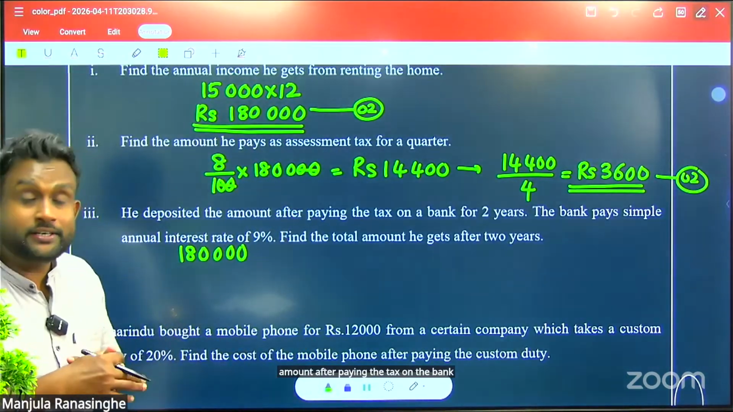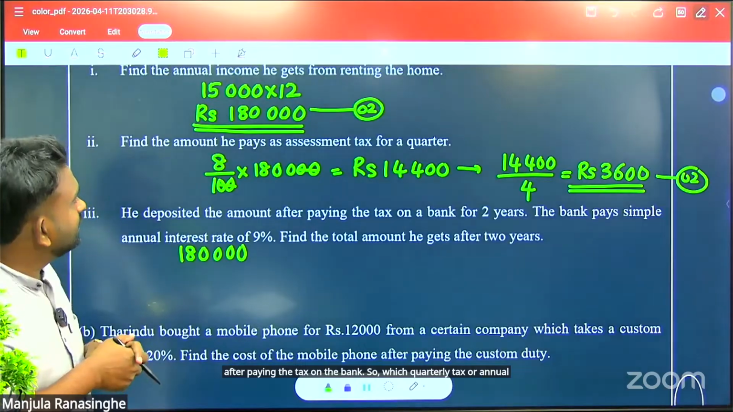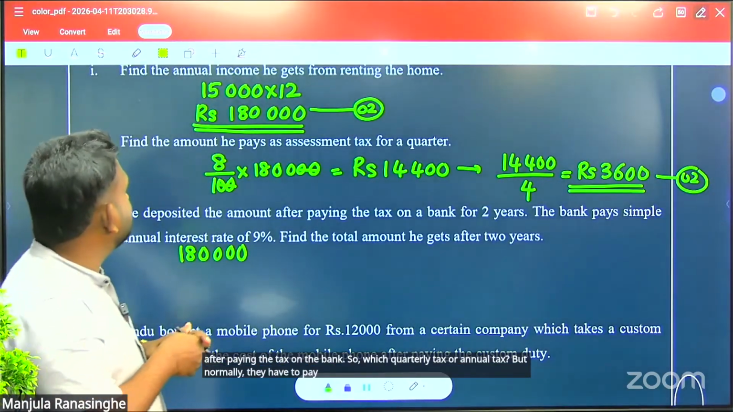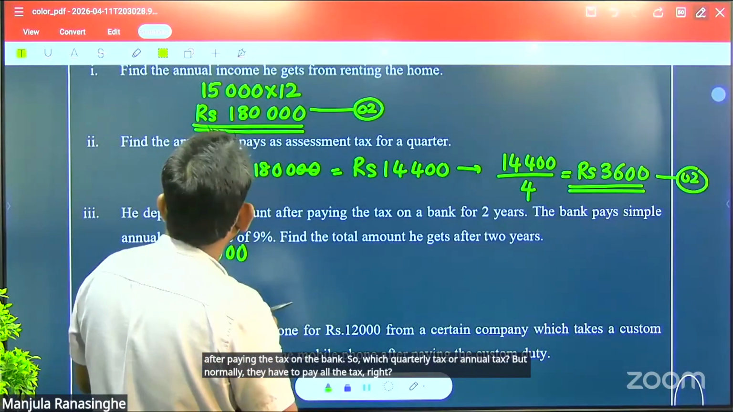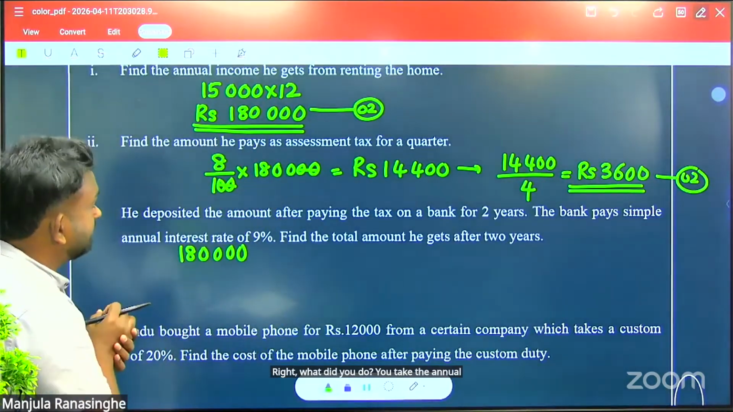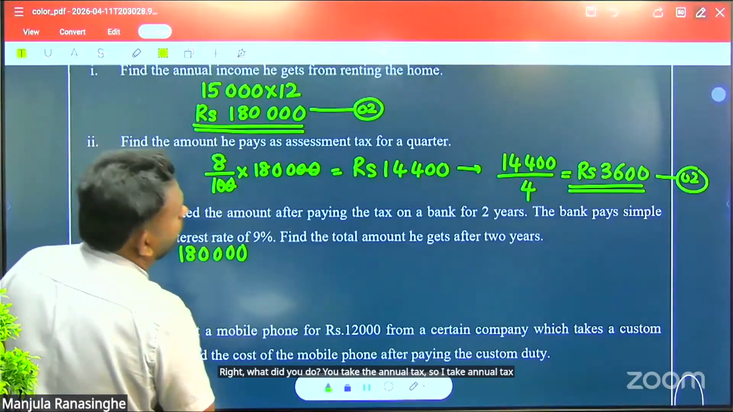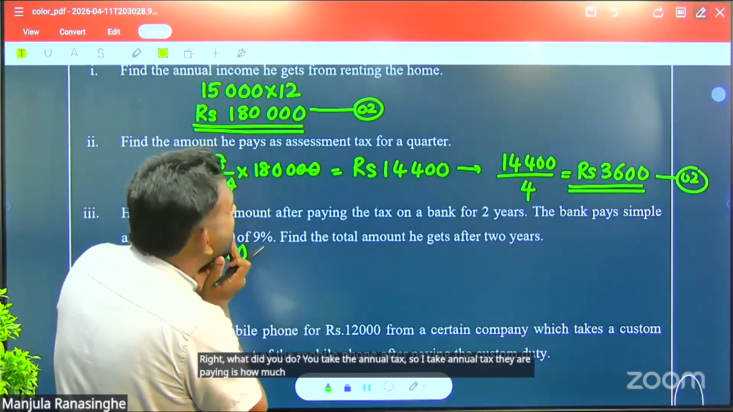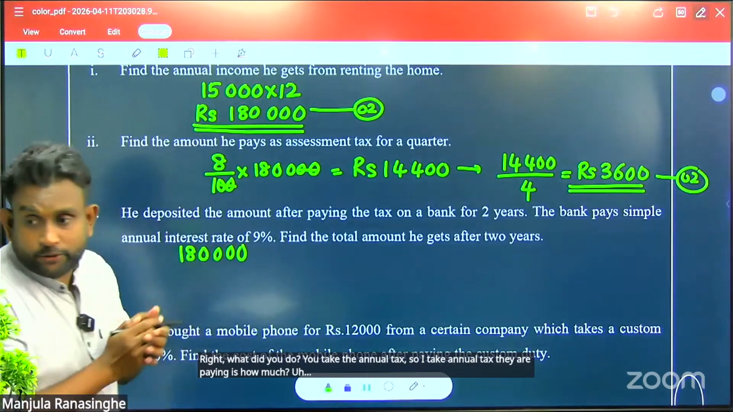Whether quarterly tax or annual tax, normally they have to pay all the tax, right? Right, what did you do? You take the annual tax. So I take the annual tax they are paying, how much? What did you take?